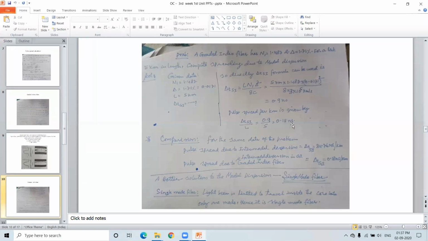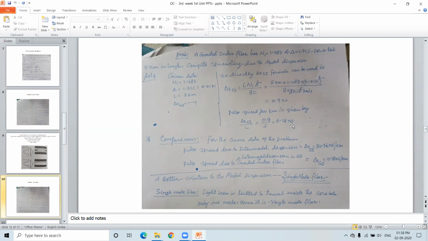Now the conclusion point here is, for the same parameters of the optical fiber, the pulse spread per kilometer in case of the step index optical fiber is 84 something nanoseconds. For the same problem, the same parameters of the fiber, in case of the graded index optical fiber per kilometer, it is going to be 0.18 nanoseconds, or 0.2 in other words, let us say. Very less pulse spread. So can we give the conclusion like this?